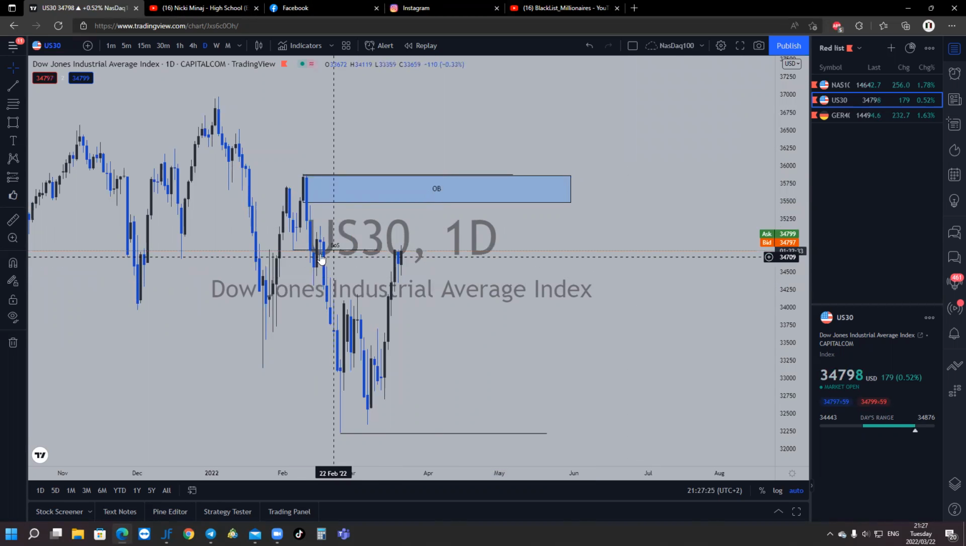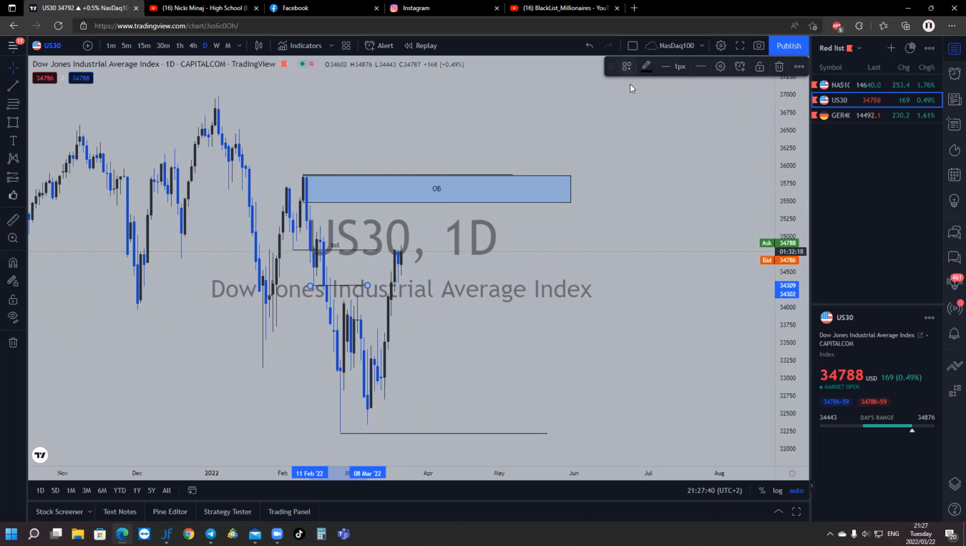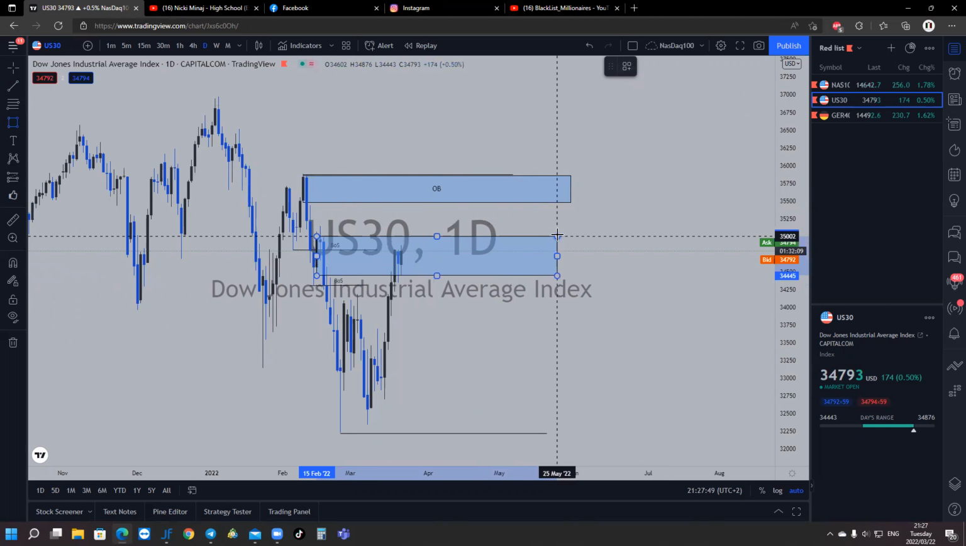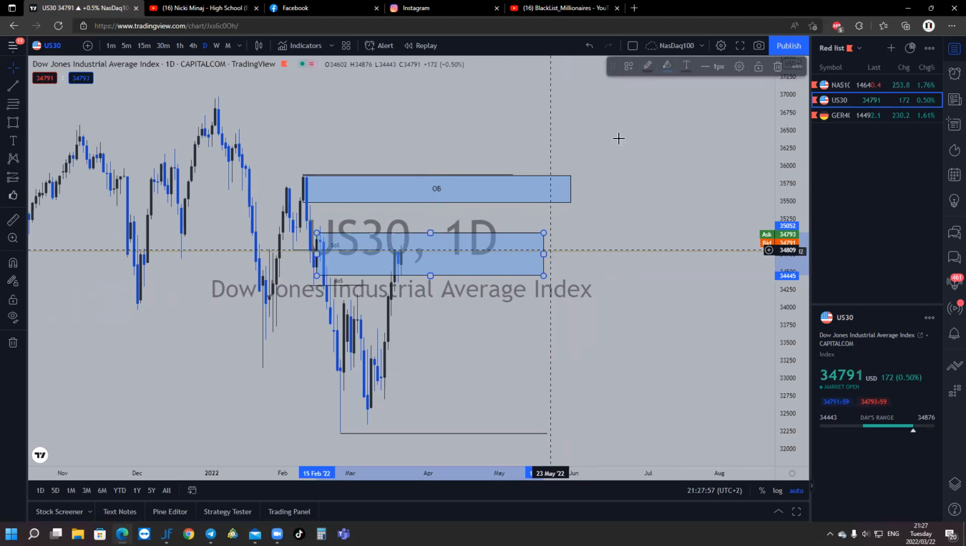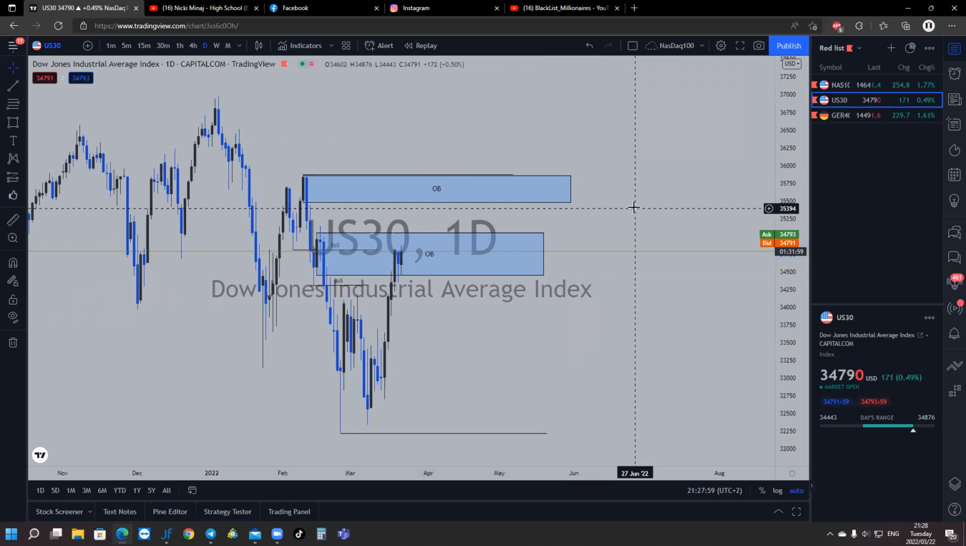And then in this area here, we also had another break of market structure going to the downside. After having the break of market structure, we identify the order block. This is the order block, this last black candle before an impulse going to the downside. We just label order block there.